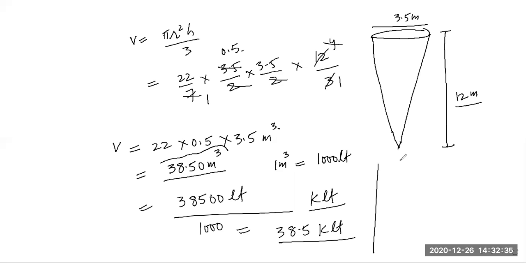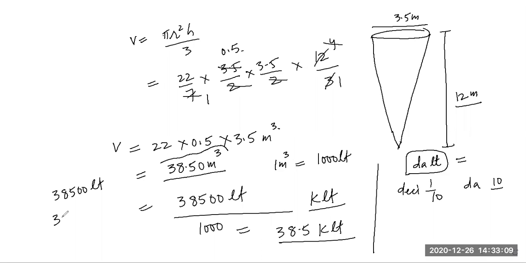Suppose we want decaliter. Then what we will do? Yes, anyone? So one deca means 10. Deca is the opposite of deci. Deci means 1 by 10 and deca, DA, is 10 liter, right? So how many decaliter? Students, very simple. This is equal to 38500 liter, and just divide by 10, 3850 decaliter. Am I right, students? Okay.